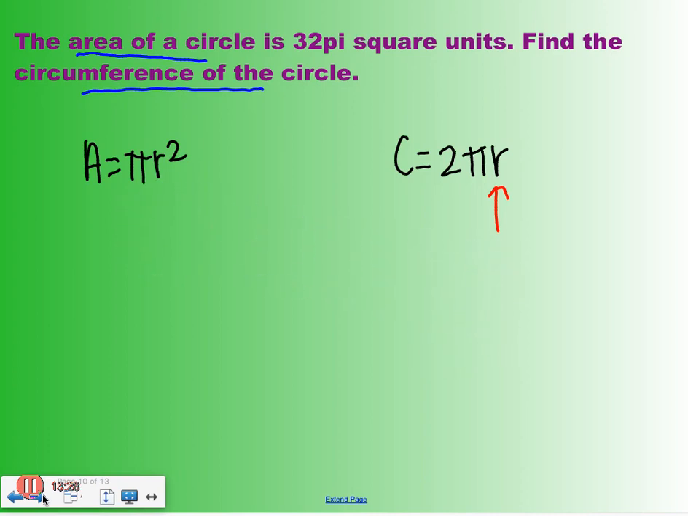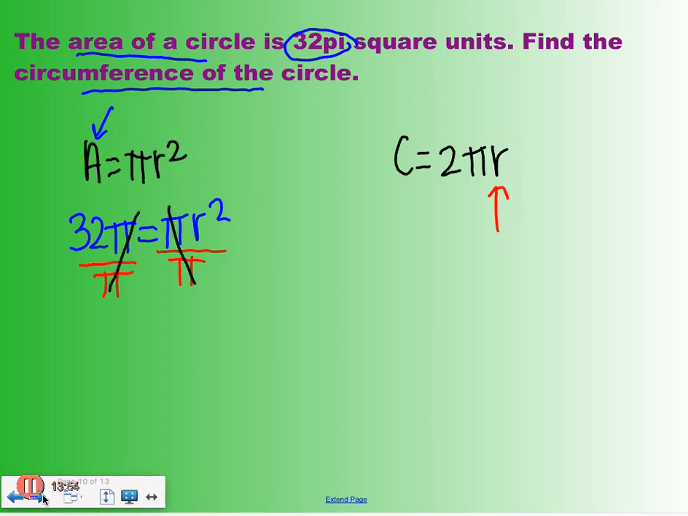So let's see what we are given here. We are given that the area is 32 pi square units. So I'm going to plug that in for A, because I know that's what it equals, and then set it equal to my formula. Okay, remember folks, pi is just a number, right? So I can divide by pi to get r alone. So the pi's go away, which kind of helps out. Now I'm just left with 32 equals r squared. And we all know to get rid of a square, we take the square root. The square root of 32 is equal to 5.7, if you round.